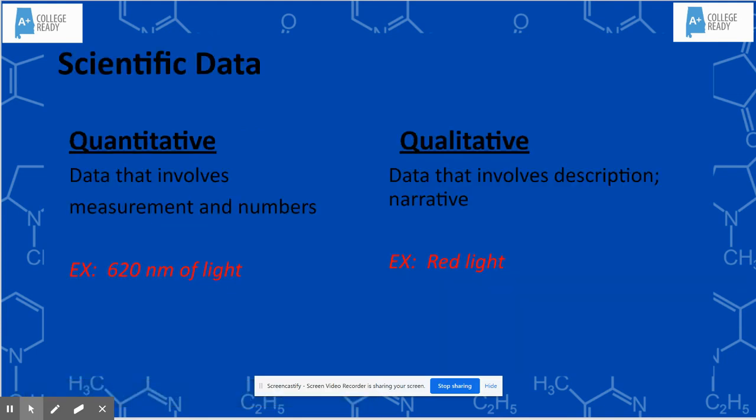All right, so first off, we need to know that there's two kinds of scientific data. There is quantitative data, and that's data that involves measurements and numbers. And then we have qualitative data, which is more of a description. So it's not really numbers. So qualitative data would be things like red light, and quantitative data would be things like the specific wavelength of light that we're talking about.